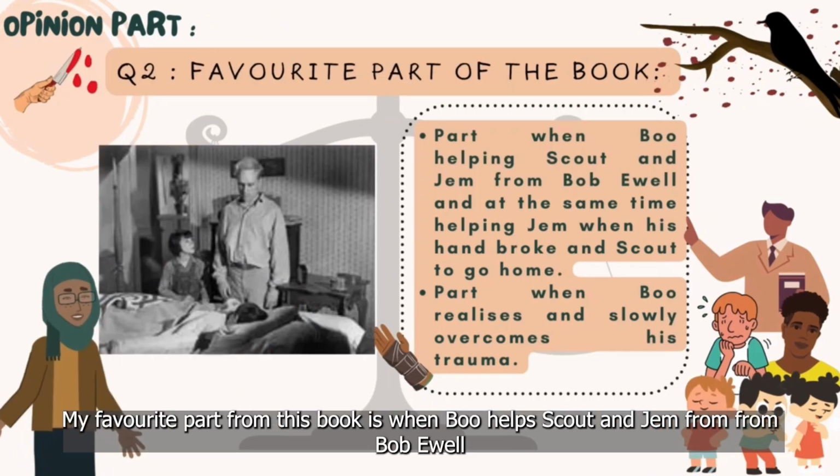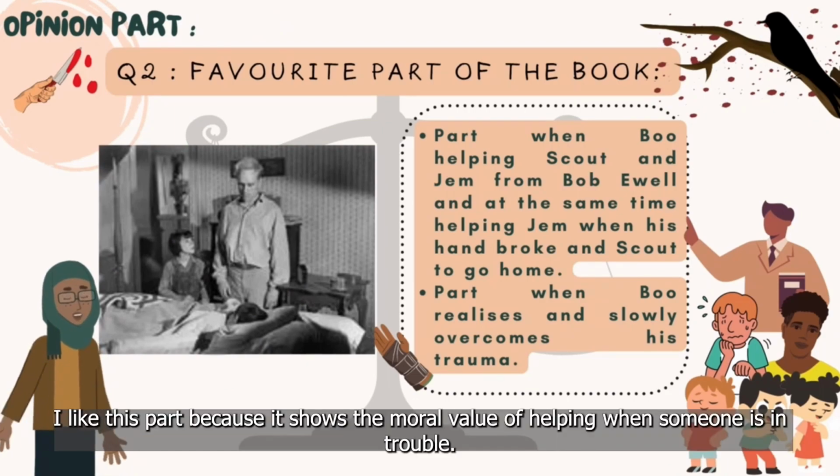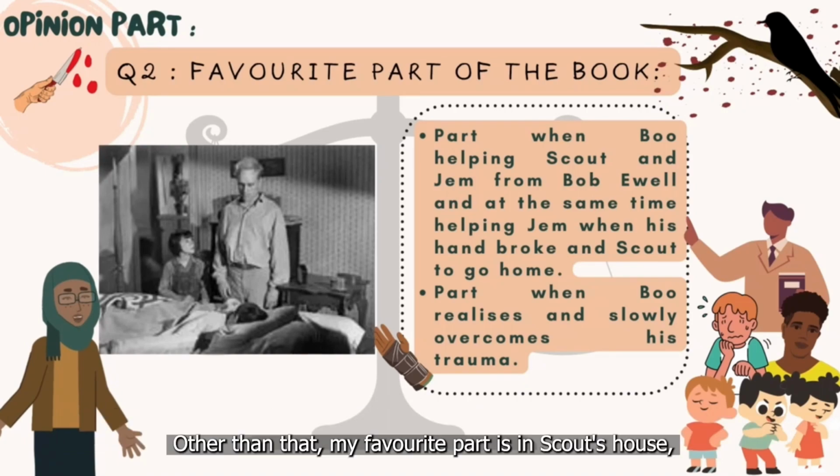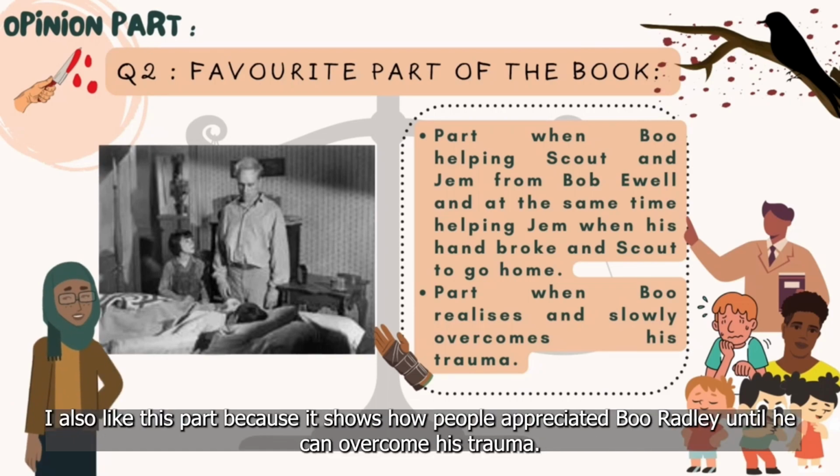My favorite part from this book is when Boo helps Scout and Jem from Bob Ewell and helped Jem when his arm was broken and brings them back to their home. I like this part because it showed the moral value of helping when someone is in trouble. Other than that, my favorite part is in Scout's house, when Boo finally realized and slowly overcame his trauma when Scout tells her father who's the one helping them from Bob Ewell. I also like this part because it shows how people appreciated Boo Radley until he can overcome his trauma.